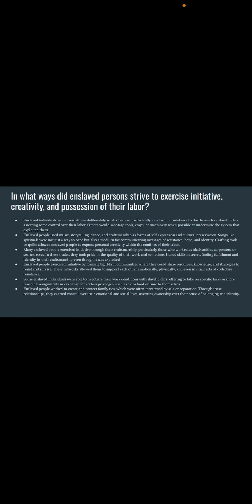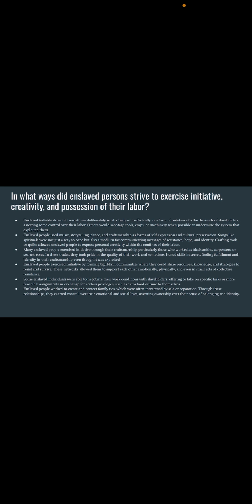So enslaved people found ways to exercise initiative, creativity, and a sense of possession over their labor despite being oppressed by the system of slavery. So here are several key ways they did this. Enslaved individuals would often deliberately work slowly, as mentioned, or they would sabotage tools, crops, or machinery when possible to undermine the system that exploited them.